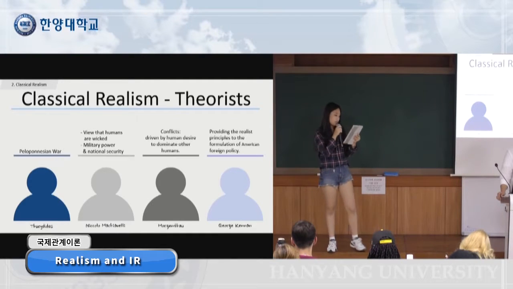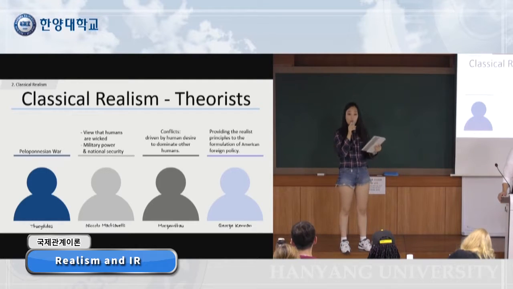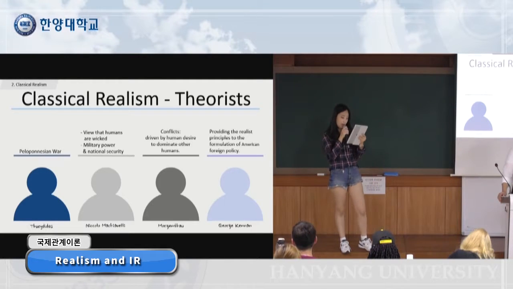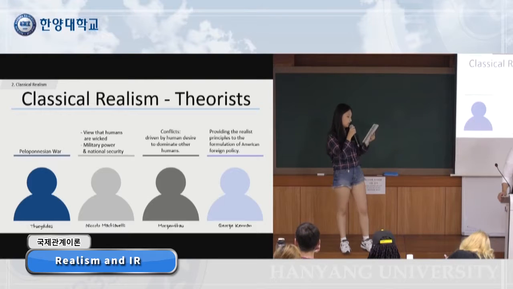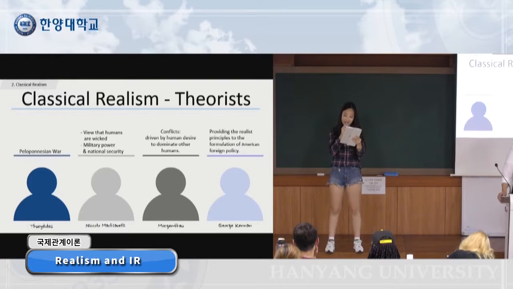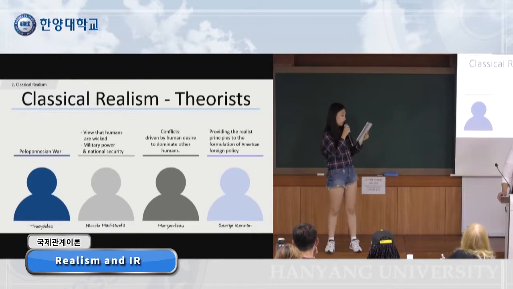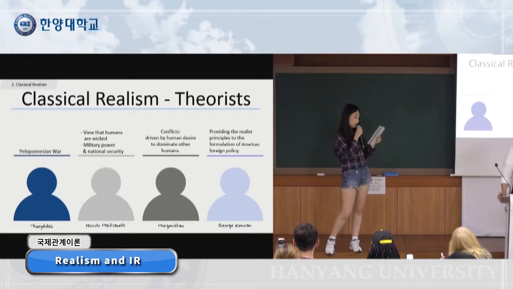Next scholar is Niccolo Machiavelli, who suggested the view that humans are weak. And then his view has been placed in the core of classical realism. He also stressed the importance of military power and security.